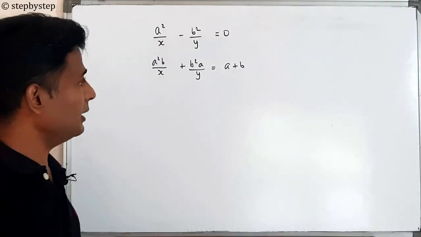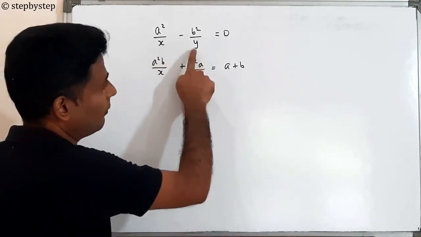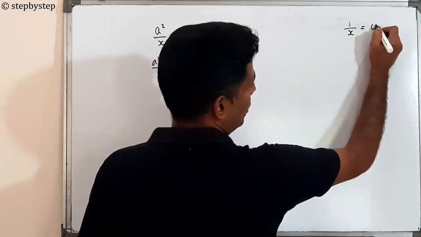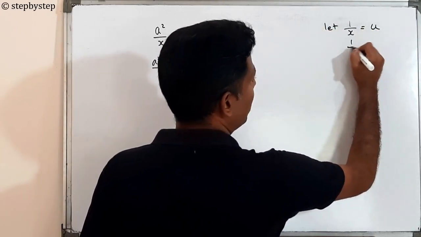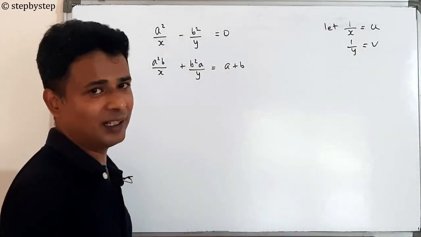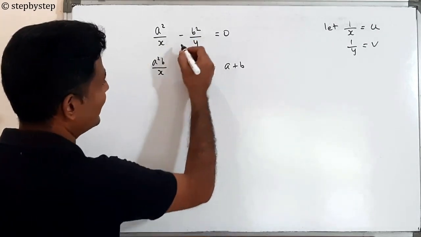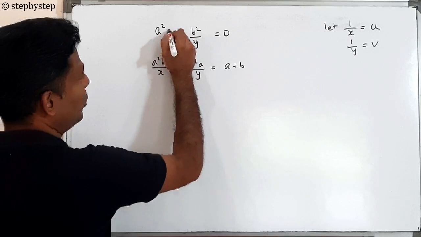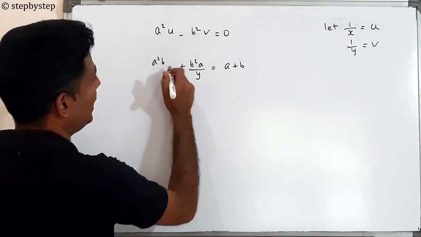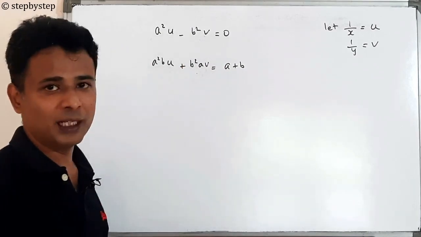Guys, now the sixth question, you have to solve this system of equations. Now if you notice here, x and y are in the denominator. So what do we have to do? We have to take, let 1 by x equal to u and 1 by y equal to v. You can take anything else also, but generally in your books they take it as u and v. So I am also taking it as u and v. So what will this become? This becomes a square u minus b square v equal to 0, and this becomes a square b u plus b square a v equal to a plus b.